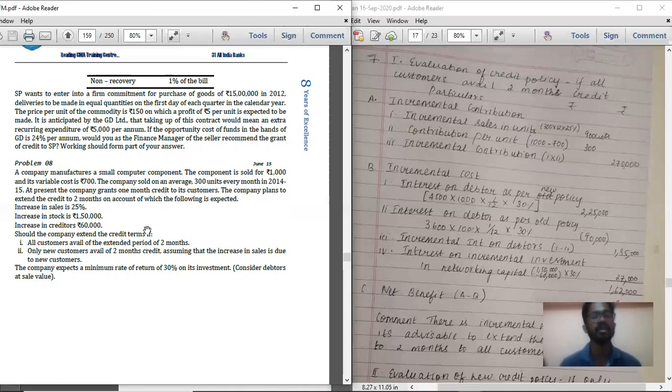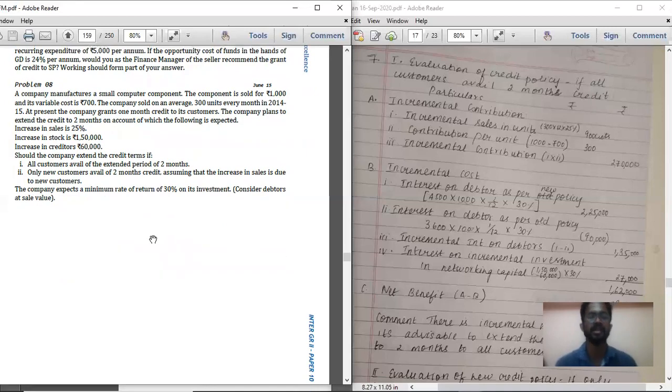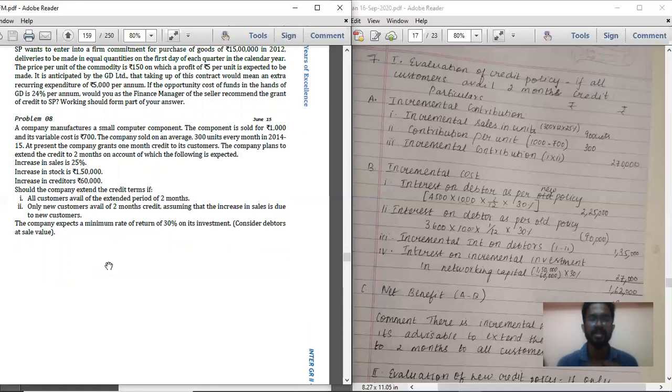We should calculate the incremental benefit for both situations. The company expects a minimum rate of return of 30% on its investment. If that amount had been invested somewhere else, they would have got a return of 30%. So interest is 30%. Consider debtors at sales value, that is, consider the entire sales as credit sales. So this is the examination problem.